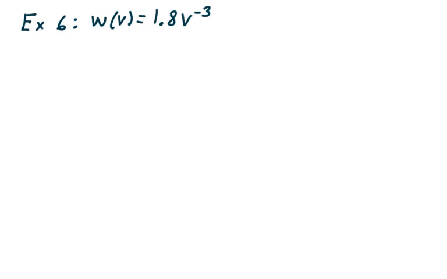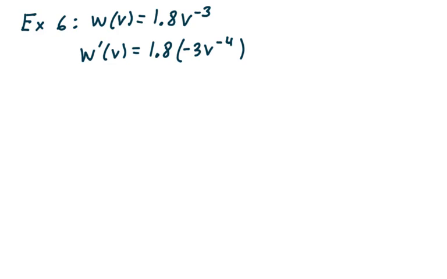So one thing I want to explain to you about this problem is when we want the derivative, notice how there's a negative exponent in the original function. And so if you have a negative exponent in the derivative, that's fine. So I'm going to take 1.8 and multiply this by negative 3v raised to the negative 4.